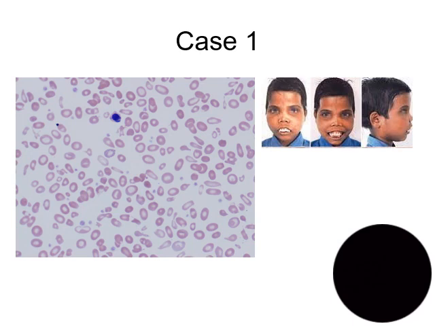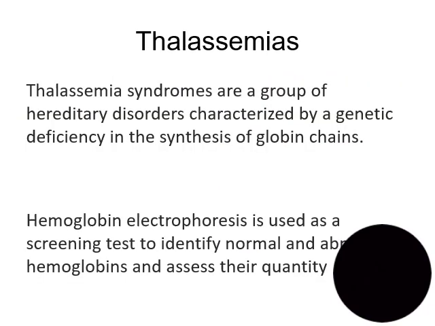The blood film, we said, shows anisopoikilocytosis with significant hypochromia and microcytosis. These are the features of the blood film that we are looking at. And the facial features are those of bone marrow expansion. So the bone marrow is trying to expand, trying to produce more and more red cells. The erythropoiesis is trying to compensate by increasing quantity, though quality is affected somehow. And this is because he has a genetic defect in one of the globin genes.